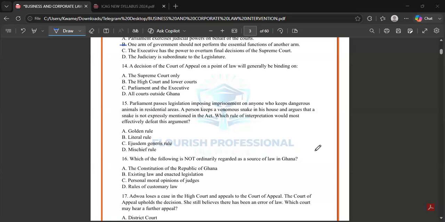The legislation just said dangerous. So the intention behind it is that you shouldn't keep dangerous animals. That's the reason it was mentioned: dangerous animals shouldn't be kept at home because they can cause harm to yourself and to people within a residential area. So the intention behind the word dangerous suggests that snake is part. So D is our answer, mischief rule. Let's move on. Question 16.